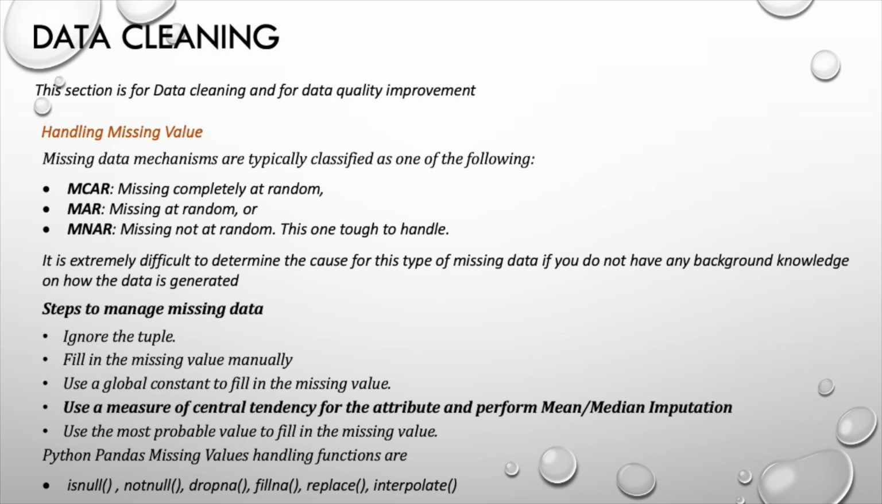Fill in the missing value manually. Time-consuming. May not be feasible given a large data set with many missing values. Use a global constant to fill in the missing value. Replace all missing attribute values by the same constant, such as a label like unknown or -1. If missing values are replaced by, say, unknown, then the mining program may mistakenly think that they form an interesting concept, since they all have a value in common, that of unknown. Hence, although this method is simple, it is not foolproof.